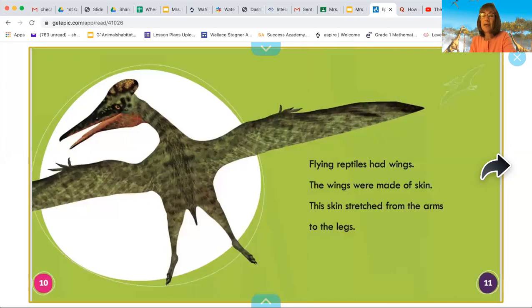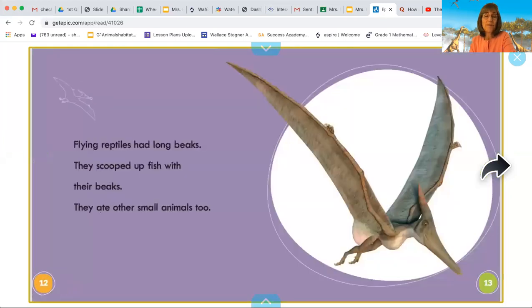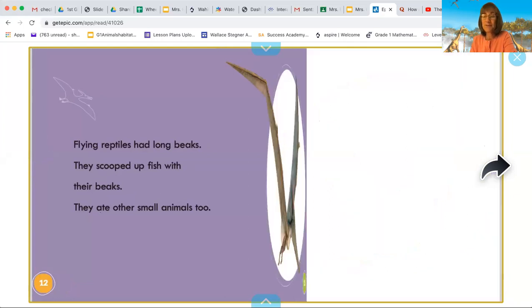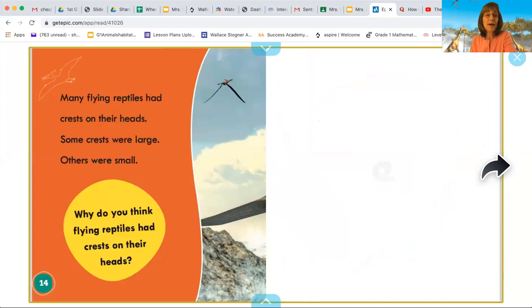Flying reptiles had wings. The wings were made of skin. The skin stretched from arms to the legs. Flying reptiles had long beaks. They scooped up fish with their beaks. They ate other small animals too. Many flying reptiles had crests on their head. Some crests were large, others were small. Why do you think flying reptiles had crests on their head? There's a strong question. Something we would have to figure out and study, huh?